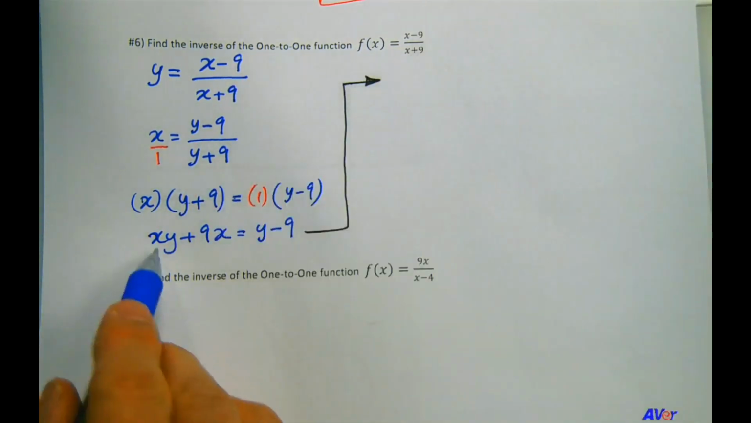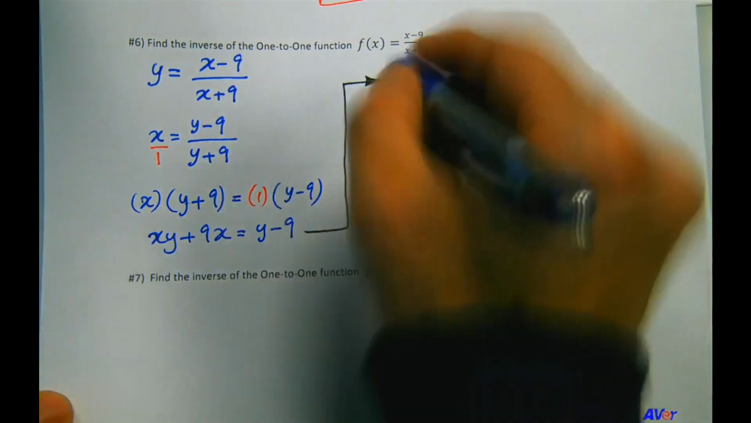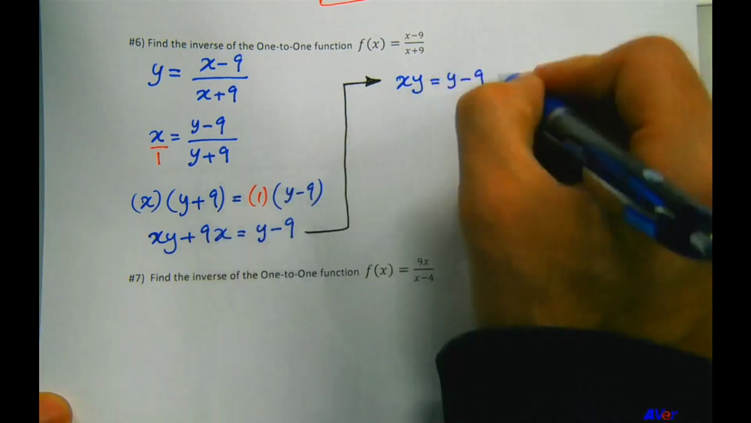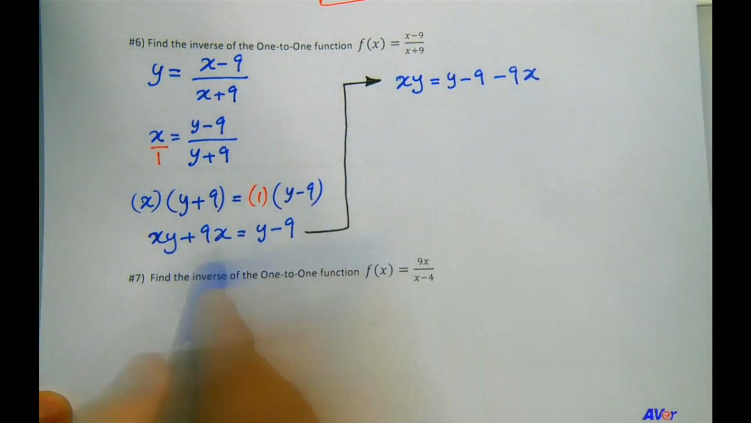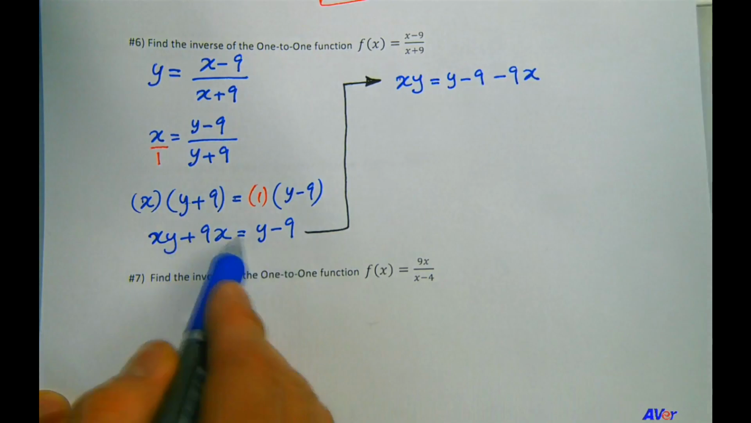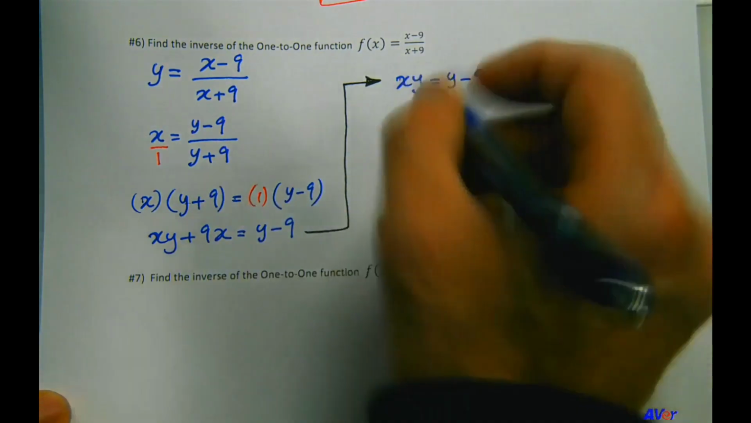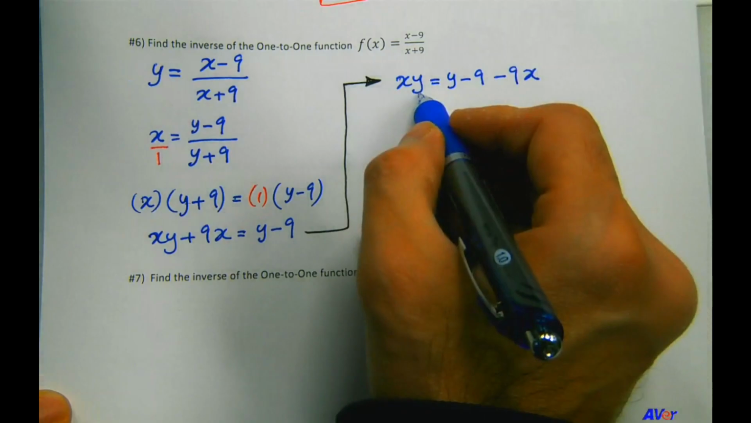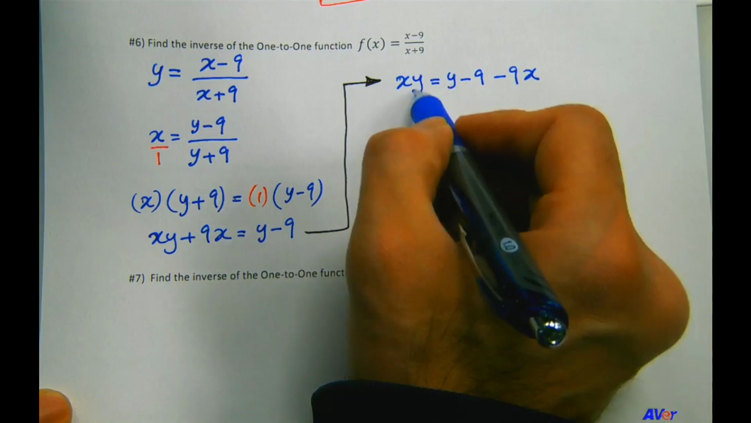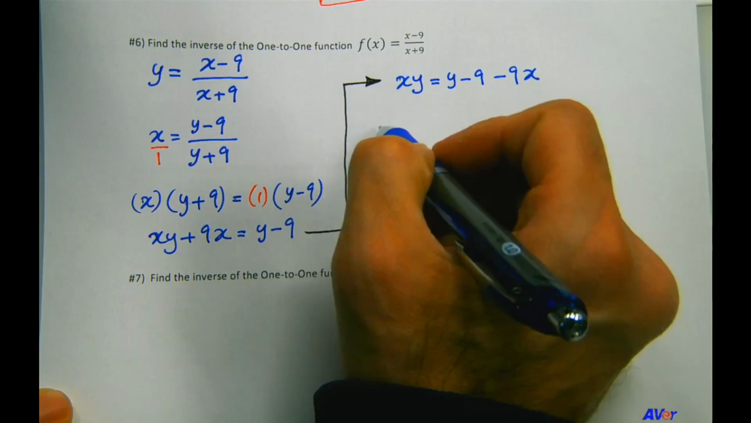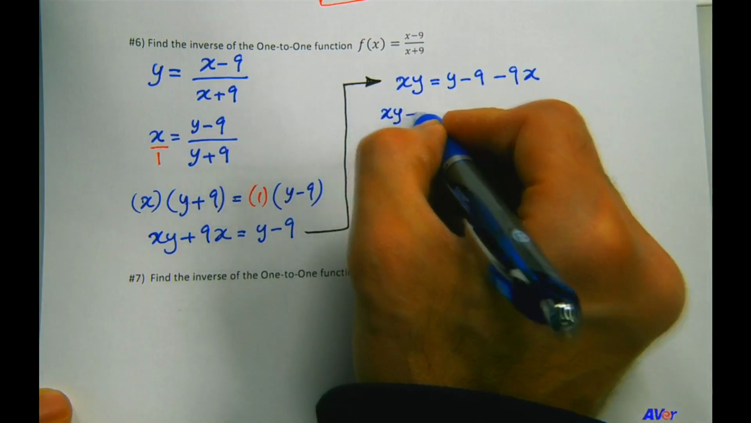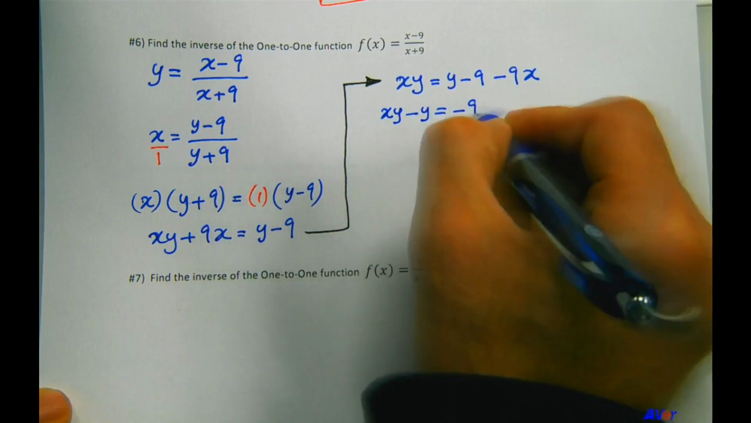So we're solving for y, so we have to isolate y. xy equals y minus 9 minus 9x. So I sent the positive 9x to the other side. It was positive on this side; on the other side of the equality symbol it is minus. Now I have to adjust here because there are two terms that have y in them. So let's move them to one side. xy minus y equals minus 9.